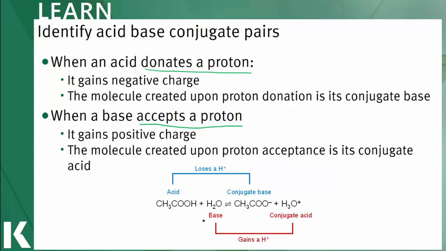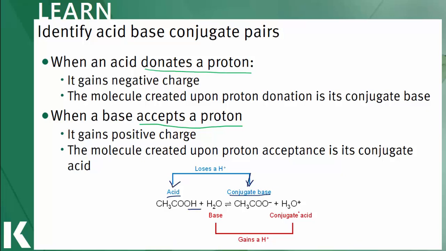We see that acetic acid and acetate only differ by a proton, and since the acetic acid is donating the proton, acetic acid is the acid and the negatively charged acetate is our conjugate base. Protonation of the acetate will reform the neutral acid.